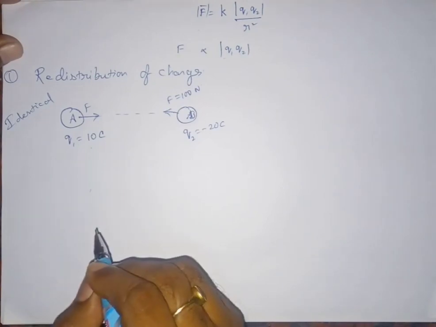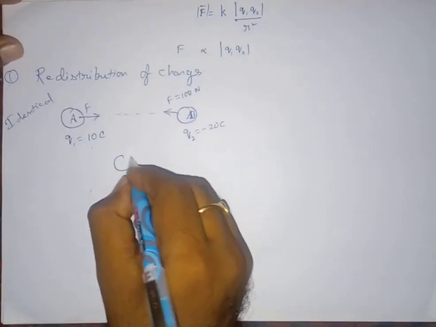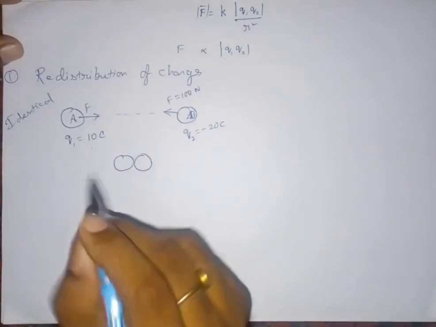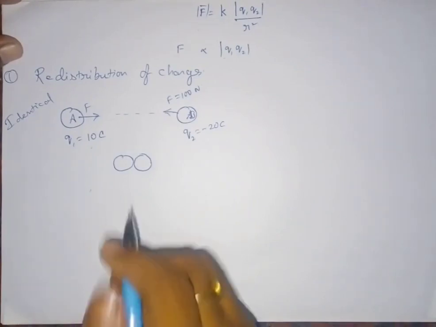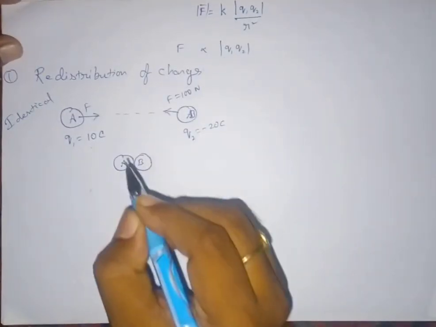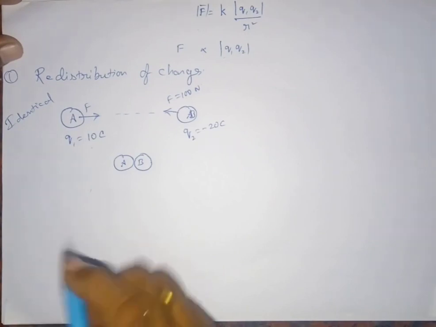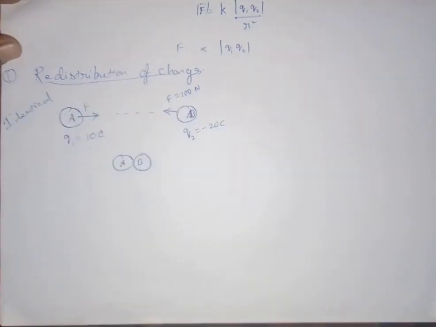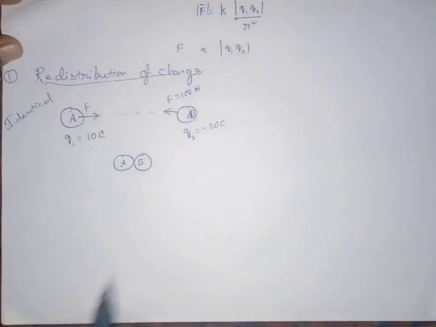Now what we are going to do is, if these two bodies are made to touch each other, brought in contact, then the charges will be exchanged. It will be redistributed. The charges will be exchanged because they are at different potentials, so the charges will be exchanged until both the potentials become equal.